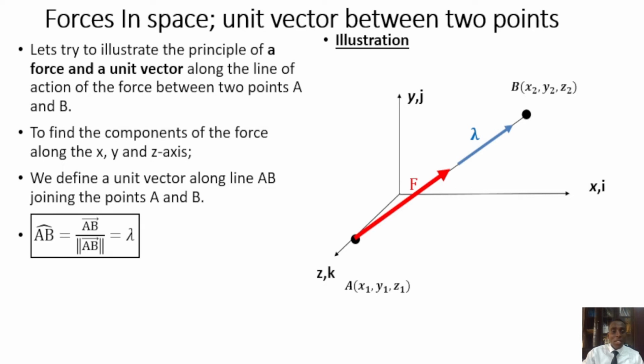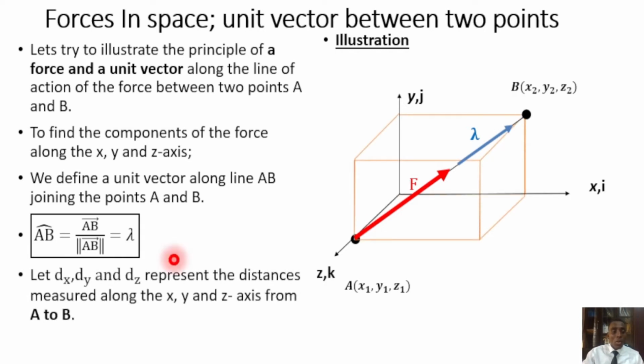And so let's look at vector AB. So what is a unit vector actually? A unit vector is nothing but a vector divided by its magnitude. That's actually a unit vector. Now let dx, dy, and dz represent the distances measured along the x, y, and z axis from A to B. So what we want to do is work from A to B and then describe a unit vector.